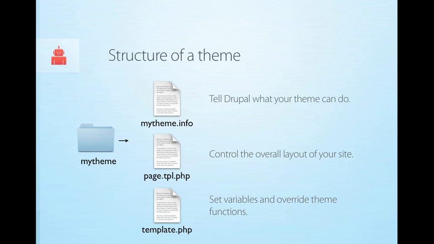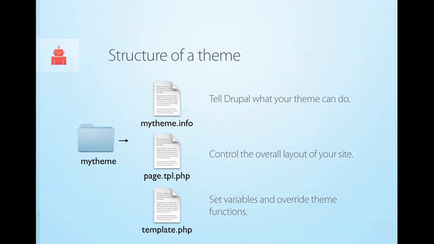Again, the .info file corresponds to step number 1 in creating a theme, telling Drupal what your theme can do. Template files, like the page.tpl.php file, which are primarily HTML, control the overall layout of your site in the general HTML markup, correspond nicely to step number 2. And finally, template.php, which is used to set variables and override theme functions, corresponds to our step number 3.